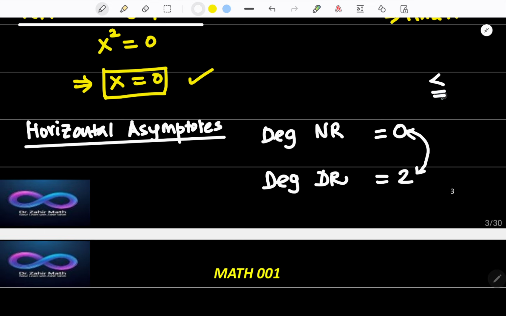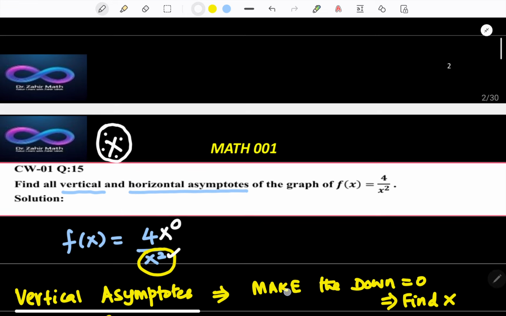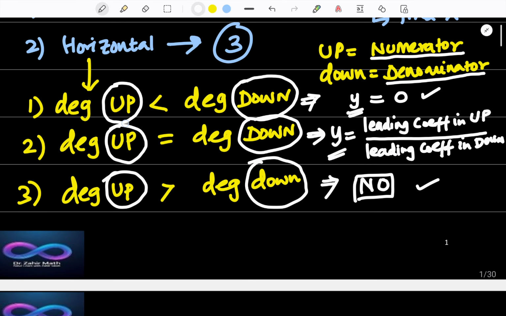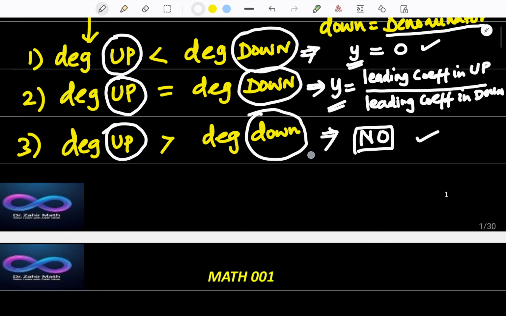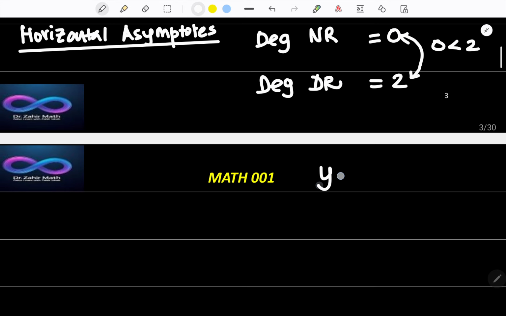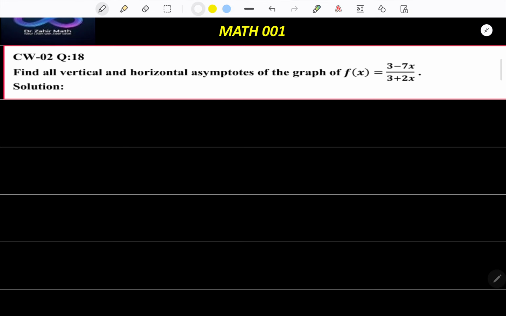Less or equal or more? 0 is less than 2. So it means rule number 1. What is rule number 1? If the degree up is less than the degree down, the answer is what? y is equal to what? 0. So the answer is y is equal to 0. Just write y is equal to 0. Clear? Right. Let's go to the next question.